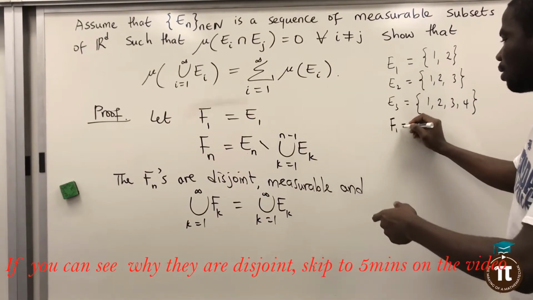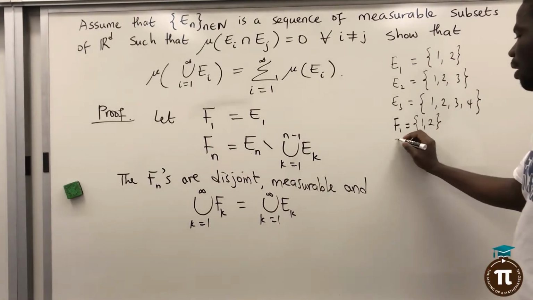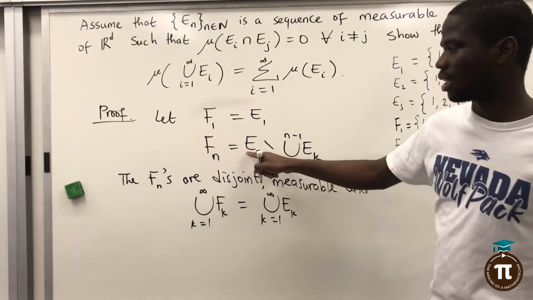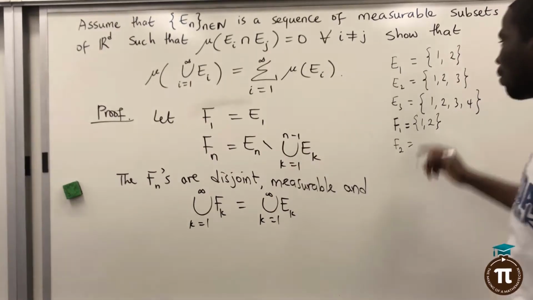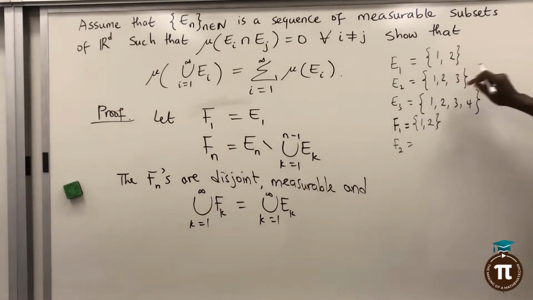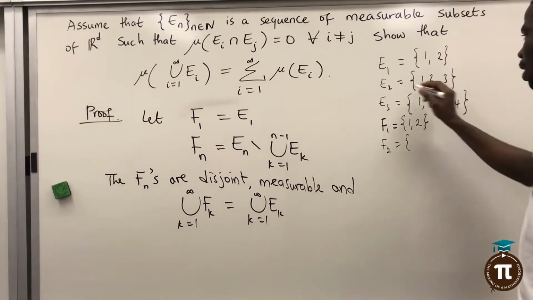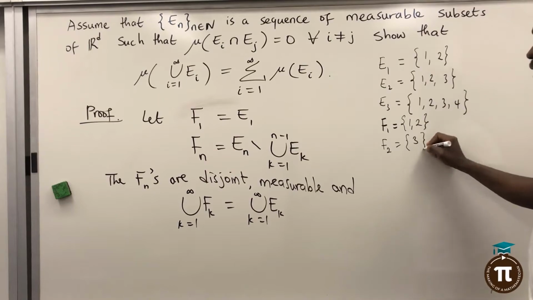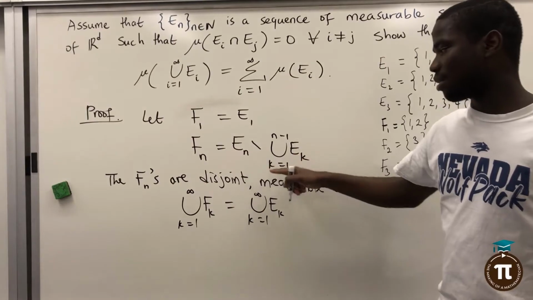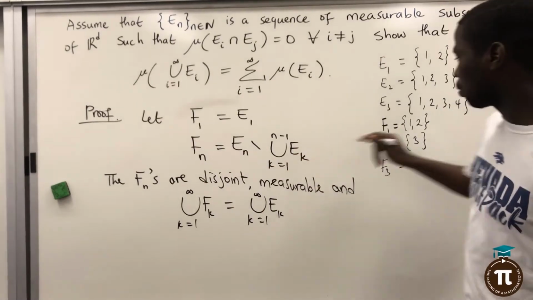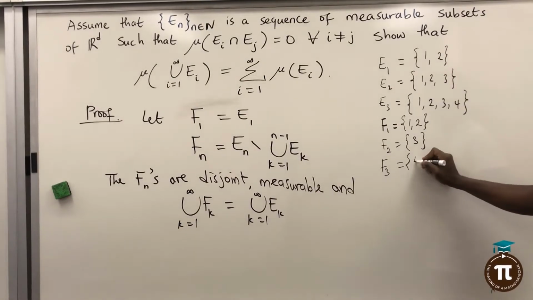According to this construction, F1 is E1, that is 1, 2. F2 will be equal to what? F2 will be equal to E2 minus E1. What is E2 minus E1? E2 minus E1 just means subtract every element in E1, then you are left with what you have in E2. So you just have only 3 here. Then F3 will be E3 minus E1 and E2. So this is E3. Subtract E1 and E2, you are just left with only 4.